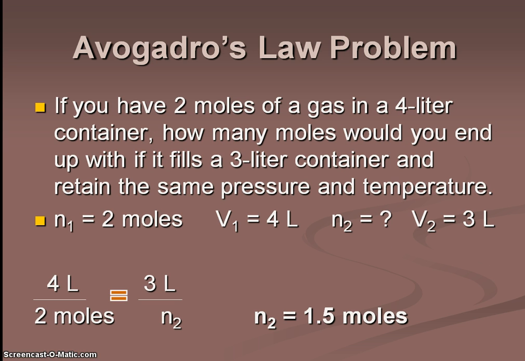So plug them into the equation. Volume's on top, moles are on bottom. And then you just have to calculate it. If you're cross multiplying, you would do 2 times 3 equals 4 times N. So it would be 2 times 3 divided by 4.